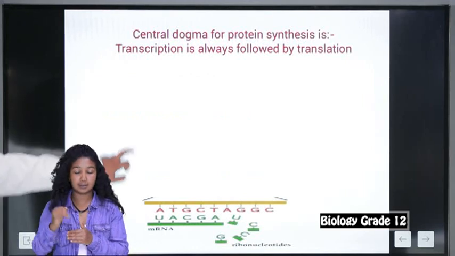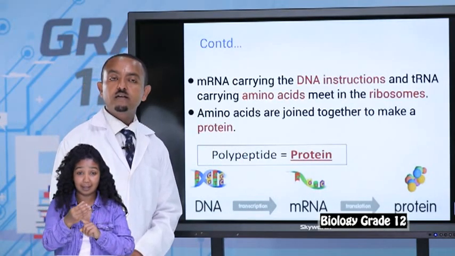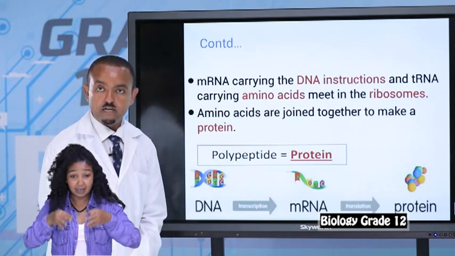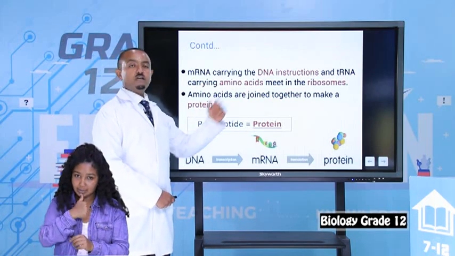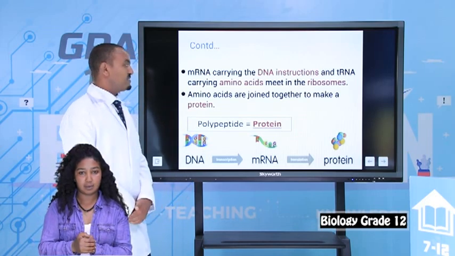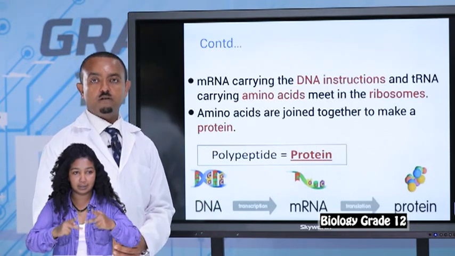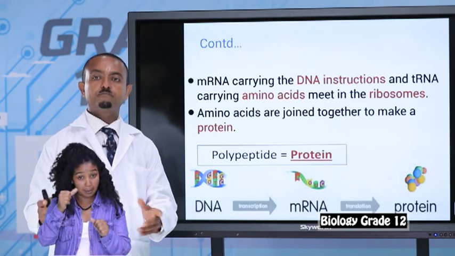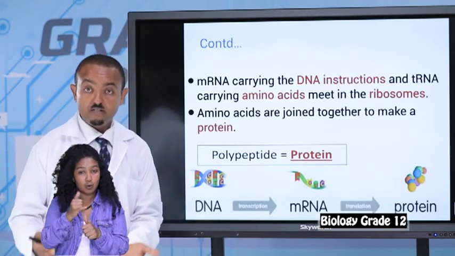The next point that we are going to see is messenger RNA carrying the DNA instructions after transcription, and tRNA, which is transfer RNA, found in the cytoplasm and carrying amino acids, meet in the ribosomes, where the actual protein synthesis takes place. Amino acids are joined together to make a protein. This whole process is called the central dogma for protein synthesis. Remember, transcription is always followed by translation.